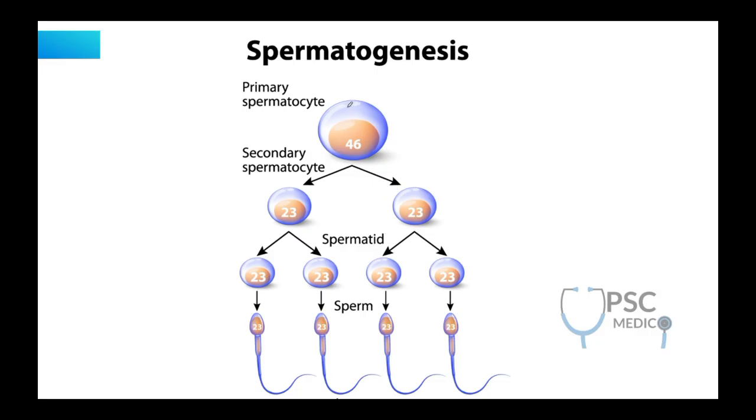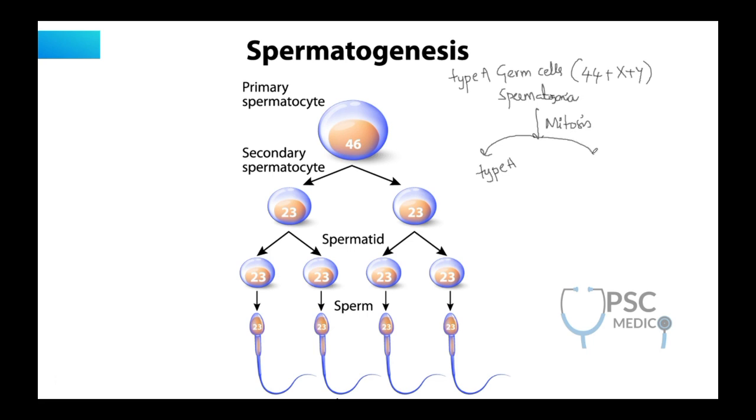First we have the spermatogonia, or we call them germ cells. Their nuclear makeup is 44 plus XY because they are male. We also call them type A germ cells or type A spermatogonia. They divide mitotically to give rise to more type A spermatogonia, and some of them also give rise to type B spermatogonia.